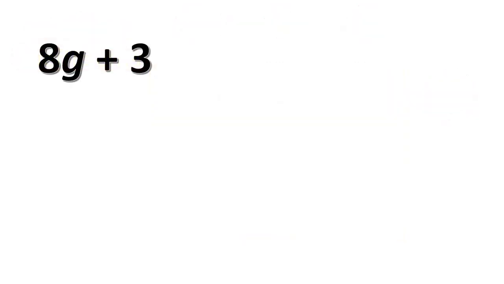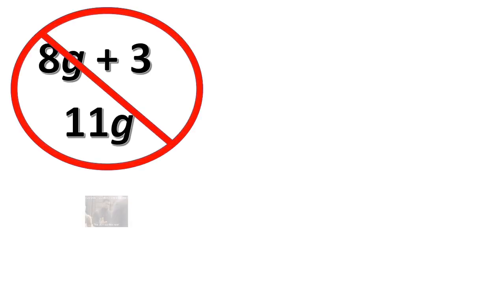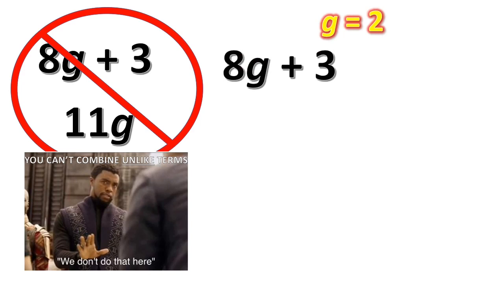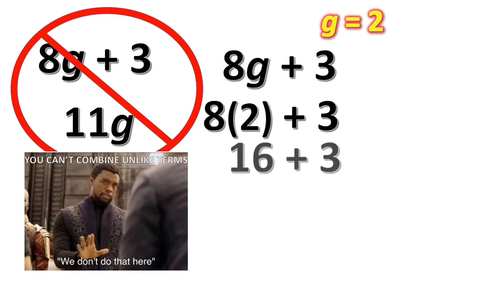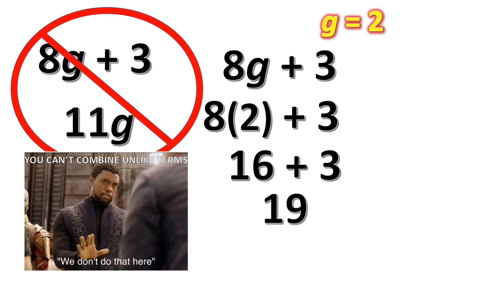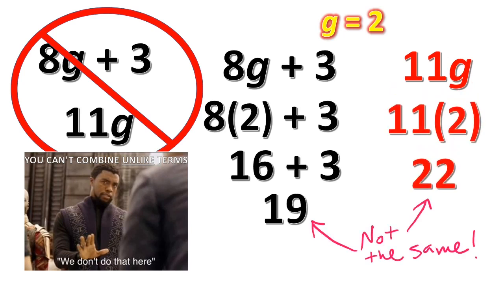And lastly, one more thing to talk about: we can't combine unlike terms with addition. So for example, I can't say, hey, 8g plus 3 is 11g. No, that is not true because they are not like terms. And of course, we can show that by saying, if g is 2, then if I do 8 times 2, that's 16. And if I add 3 to that, I get 19. But if I take that 11g, which I wrongly simplified, and I do that times 2, that's 22. They're not the same thing. Okay? So that's why doing that doesn't work.